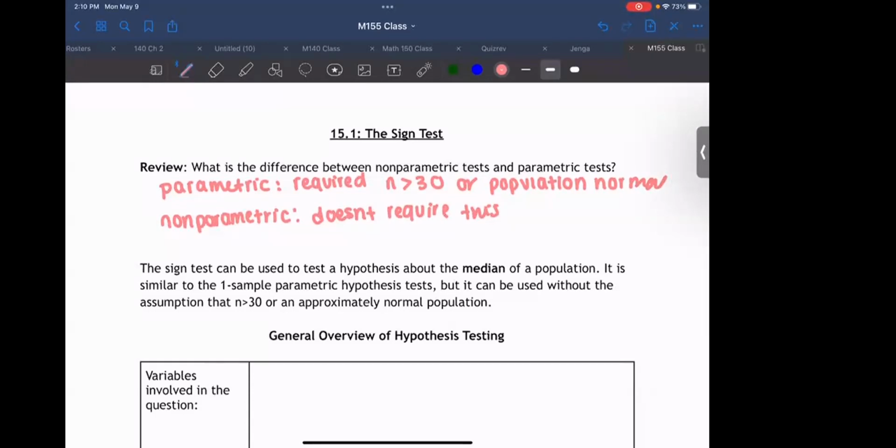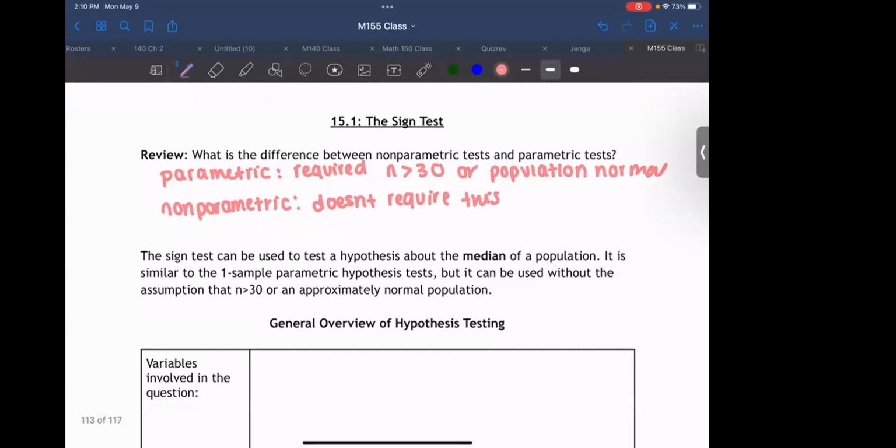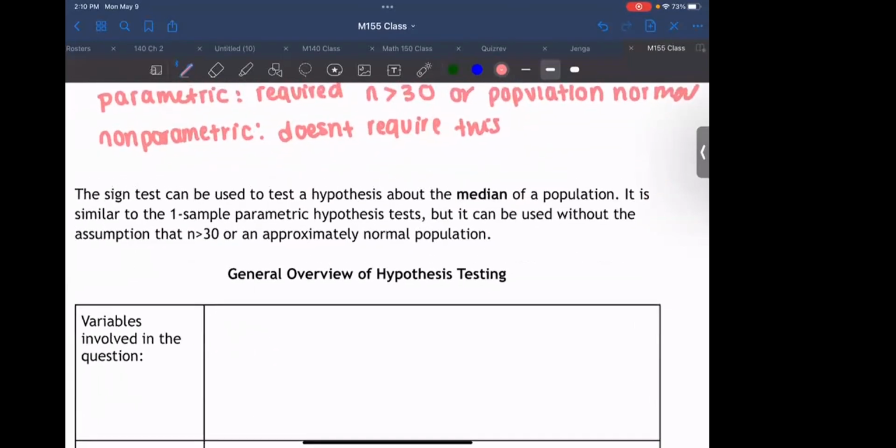These can be done for any sort of question. They're not very useful tests, like they don't give very accurate results, but they can be done for literally any sort of population that we have. Okay. Remember, the non-parametric test, including this thing called the sign test, is only used to test a hypothesis about the median of a population.